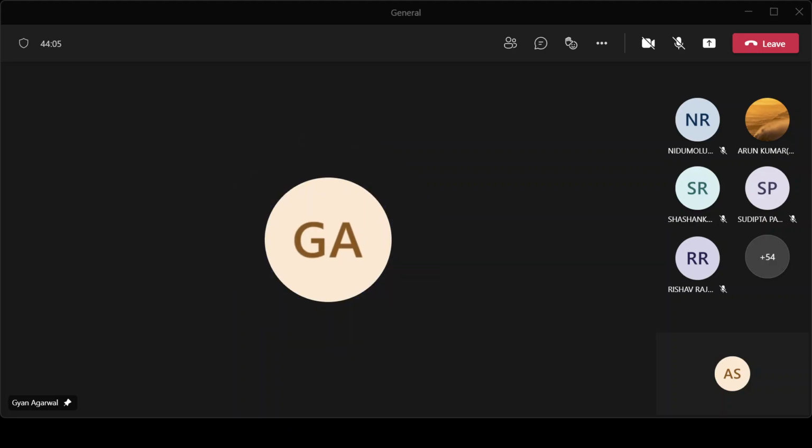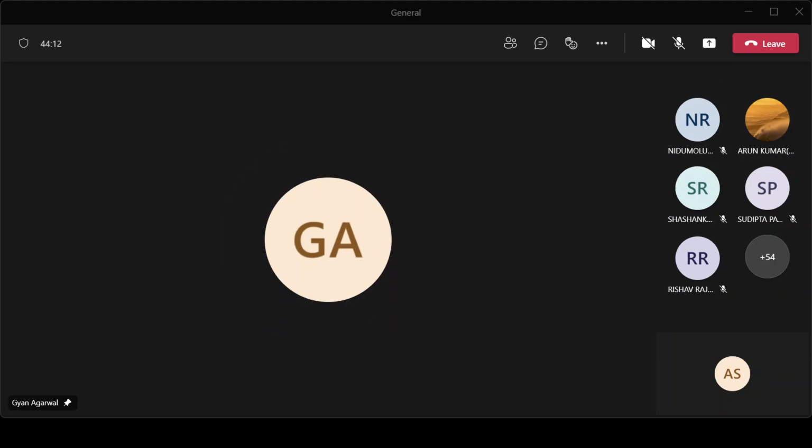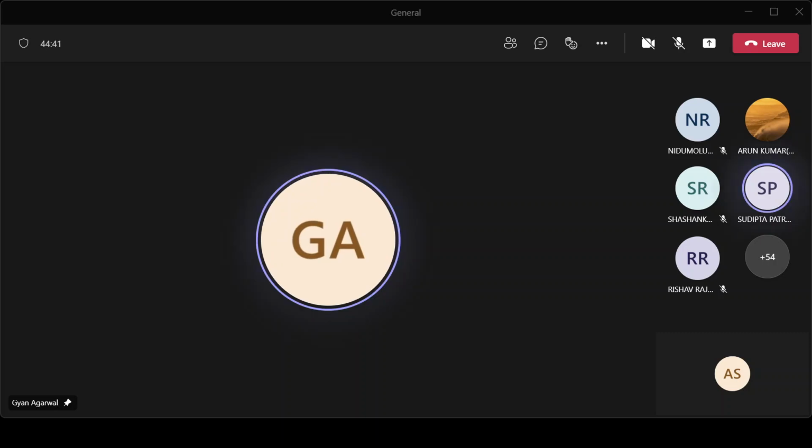Who can tell me? I think some of you have written down the expression for dH over dt. Yes, Sudipta, can you please tell me? K2 Br H2 minus K3 H Br2 minus K4 H and HBr equals 0.